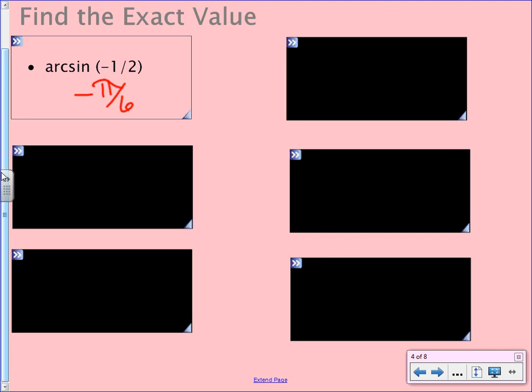This actually makes it easier, right? Because fourth quadrant, we think 11 pi over 6, but we need our angle to be between negative pi over 2 and pi over 2. So we're going to call 11 pi over 6 negative pi over 6. So you go backwards. That's your answer.